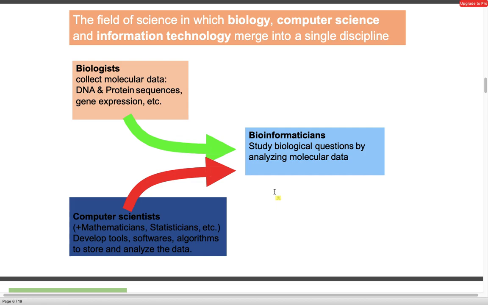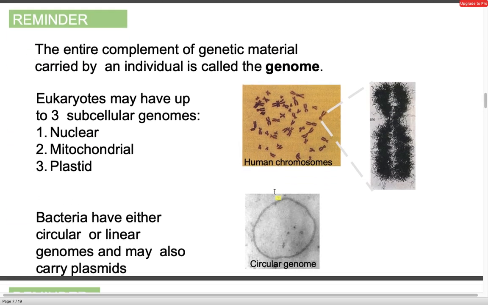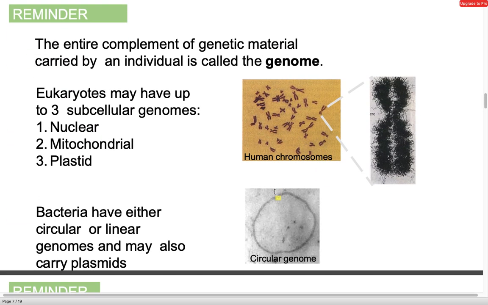If computational people do their work alone, they cannot know what kind of data we want to interpret. Same as biologists: if we have the data but cannot analyze it, there's no use. So this is where two fields are combined, where you get a bioinformatician who studies biological questions by analyzing molecular data. The entire complement of genetic material carried by an organism we call the genome.